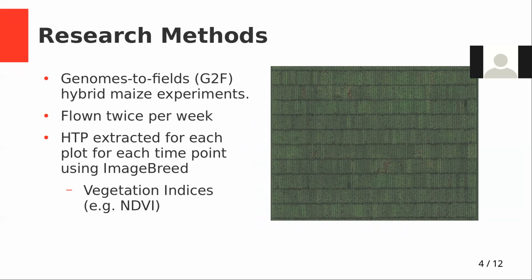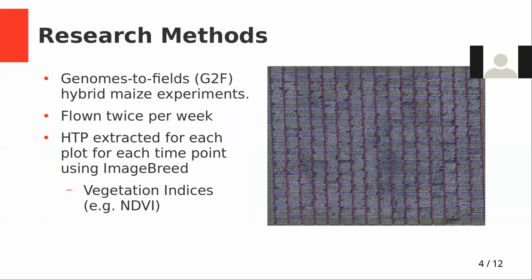Then high-throughput phenotypes are extracted for each plot for each time point. ImageBreed is a web database software I've developed that allows drawing plot polygon templates, such as the one shown on the right in blue and red. The plot images are then saved along with the extracted high-throughput phenotypes.